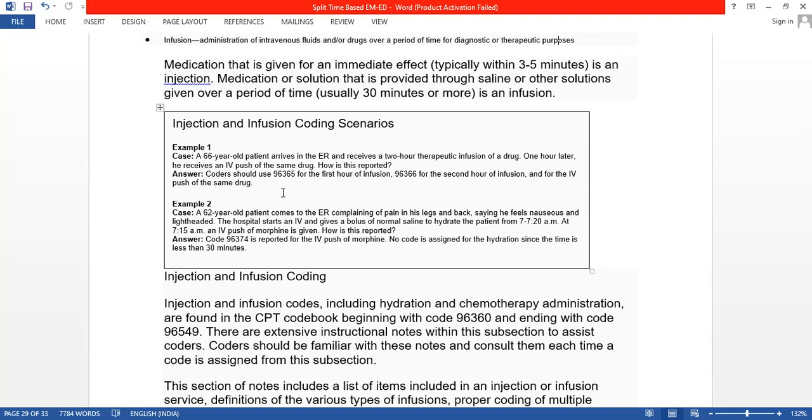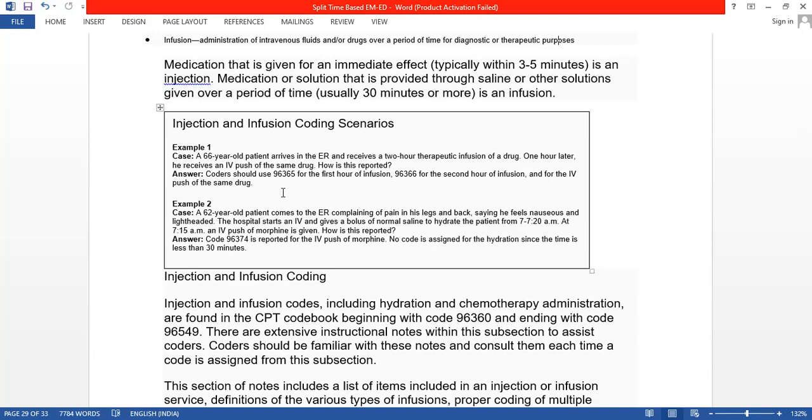Another example is a 62-year-old patient who comes to the ER complaining of pain in his leg and back, saying he feels nauseous and lightheaded. The hospital starts an IV and gives a bolus of normal saline to hydrate the patient from 7 to 7:20 a.m. At 7:15 a.m., an IV push of morphine is given. How is this reported?